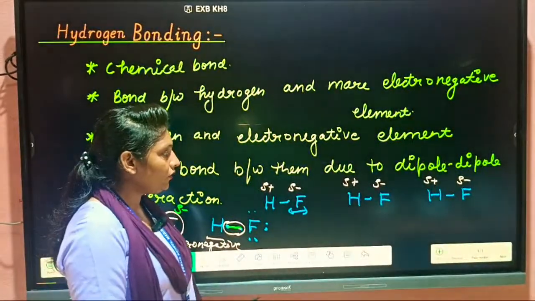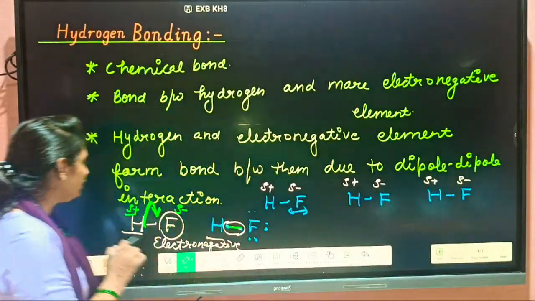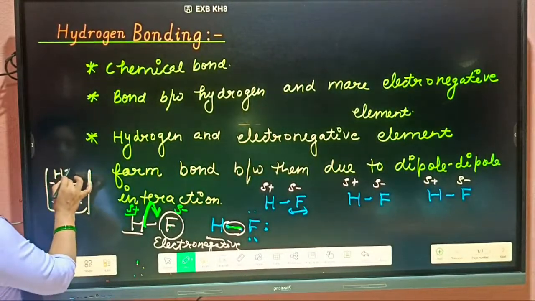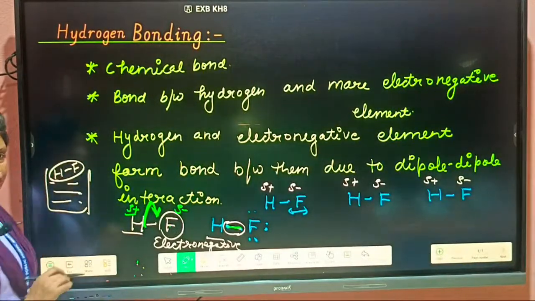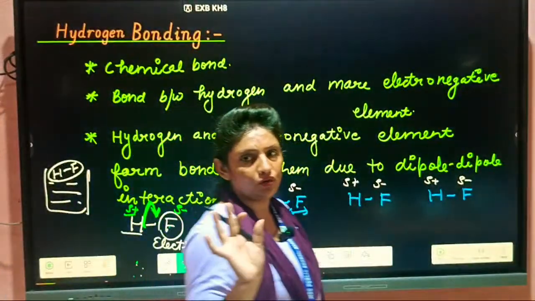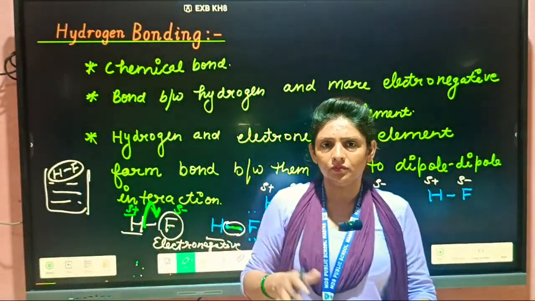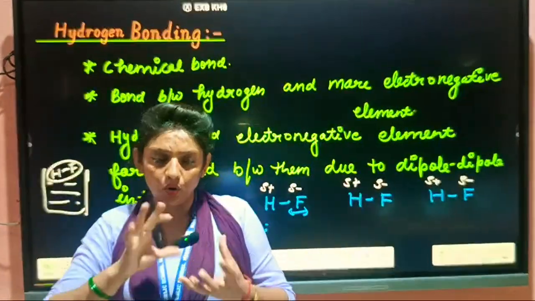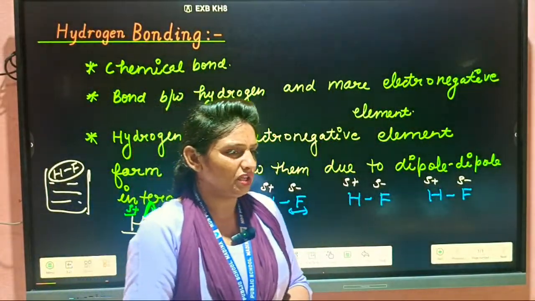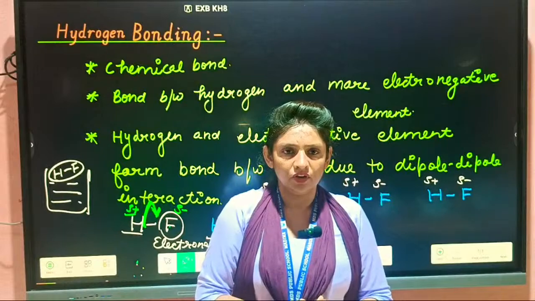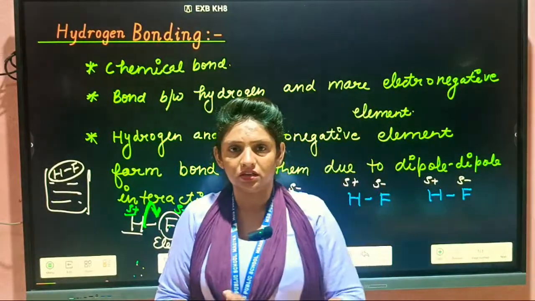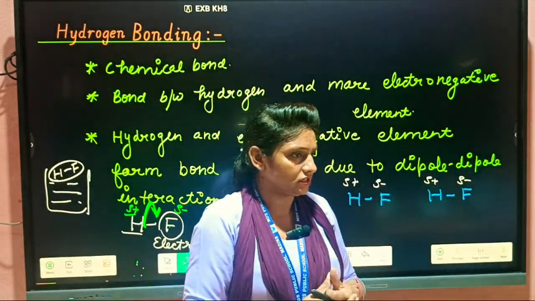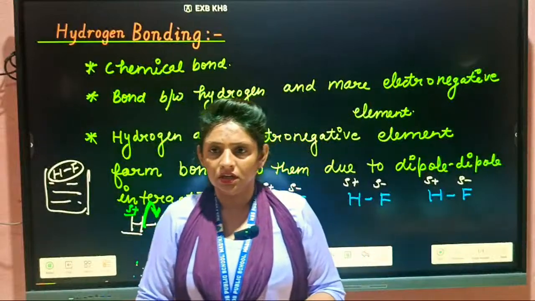Then, you know very well, if in a container we are taking hydrogen fluoride, it is not possible to take only one molecule of hydrogen fluoride. There will be a number of molecules. So these molecules are also interacting with each other, because for example in water, we can't see individual molecules there. Why? Because all molecules are attracting each other. They are forming bonds with each other.